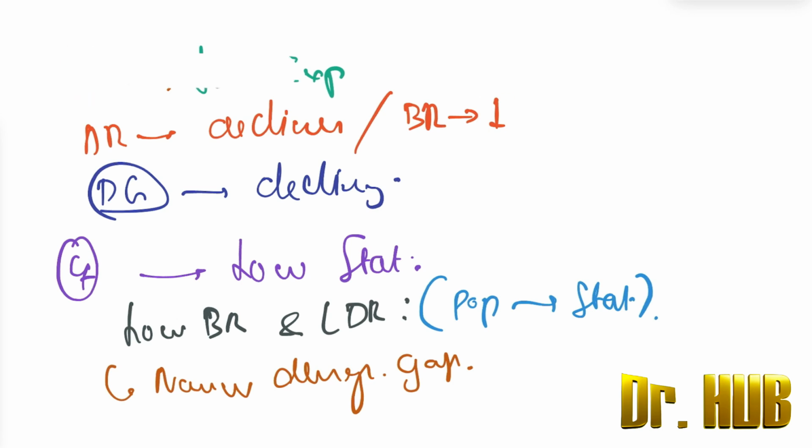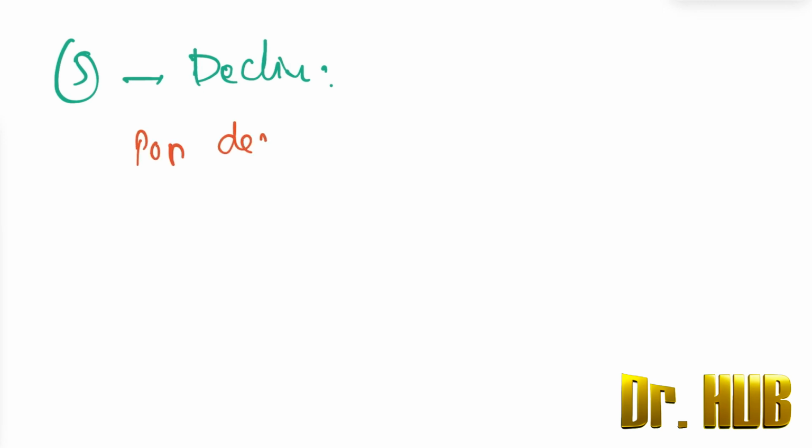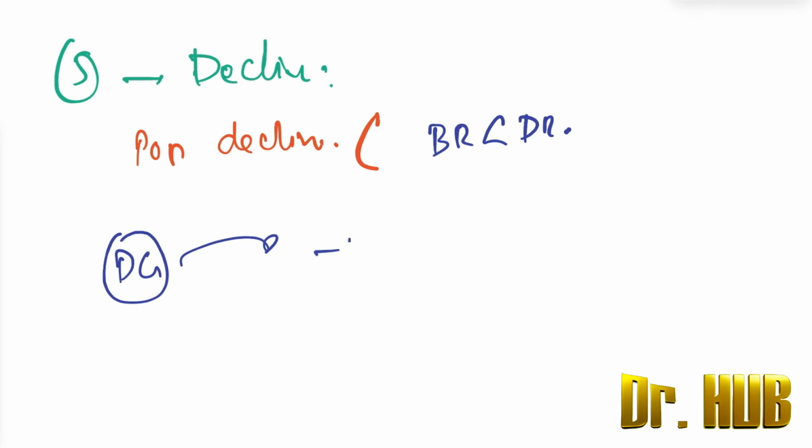Then lastly we move on to stage 5. In stage 5 the population begins to decline. And why is it declining? Because the birth rate is lower than the death rate. So it declines, and the demographic gap, that's DG, becomes negative.